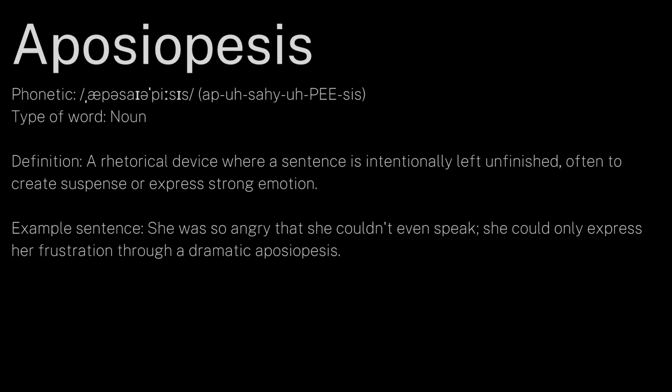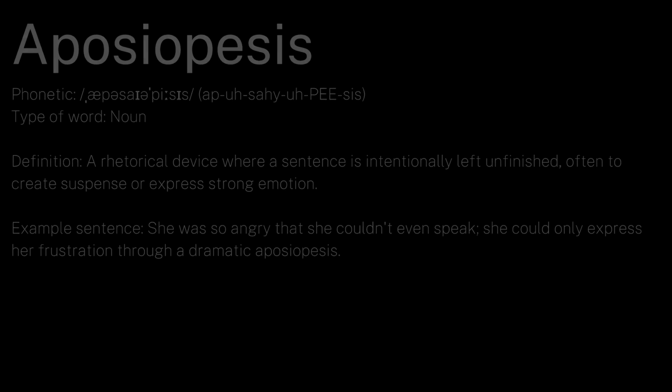Our 23rd word is aposiopesis, which is a noun that is defined as a rhetorical device where a sentence is intentionally left unfinished, often to create suspense or express strong emotions. For example, she was so angry that she couldn't even speak. She could only express her frustration through a dramatic aposiopesis.